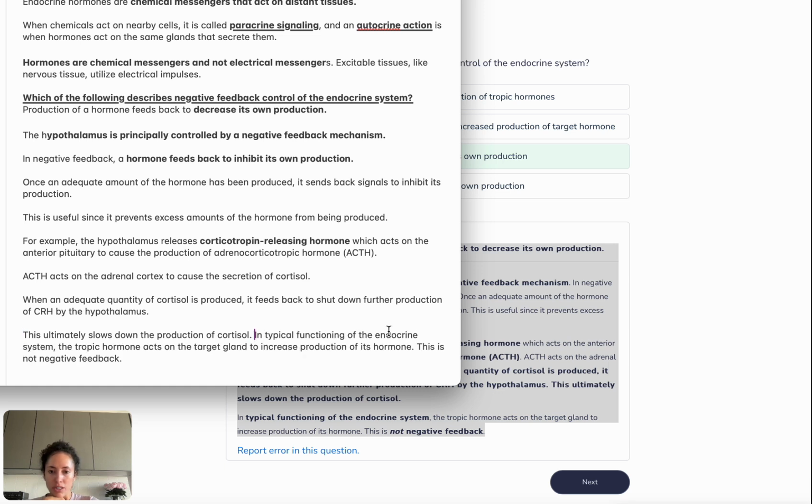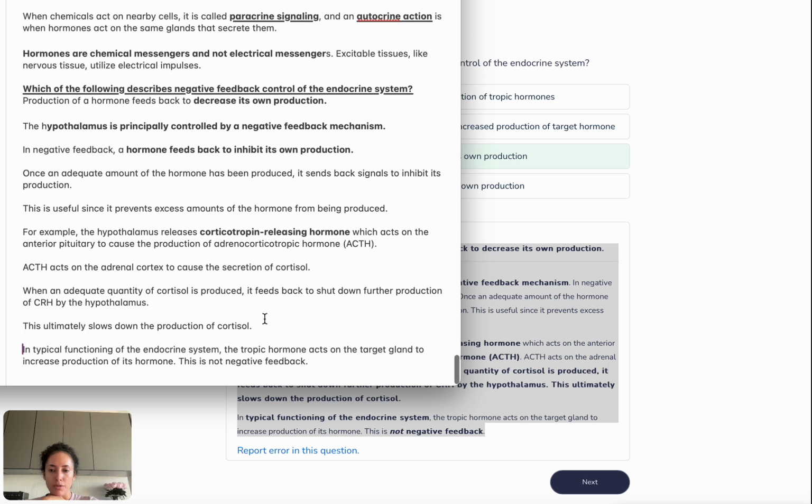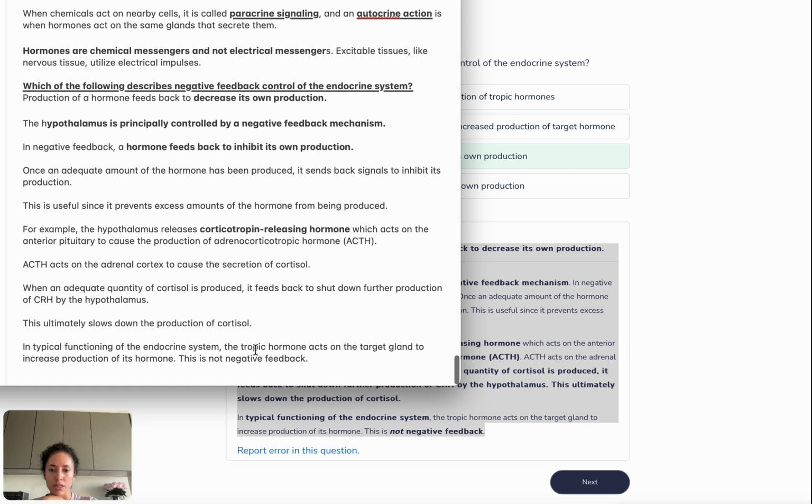In typical functioning of the endocrine system, the tropic hormone acts on the target gland to increase production of its hormone. This is not negative feedback, okay?